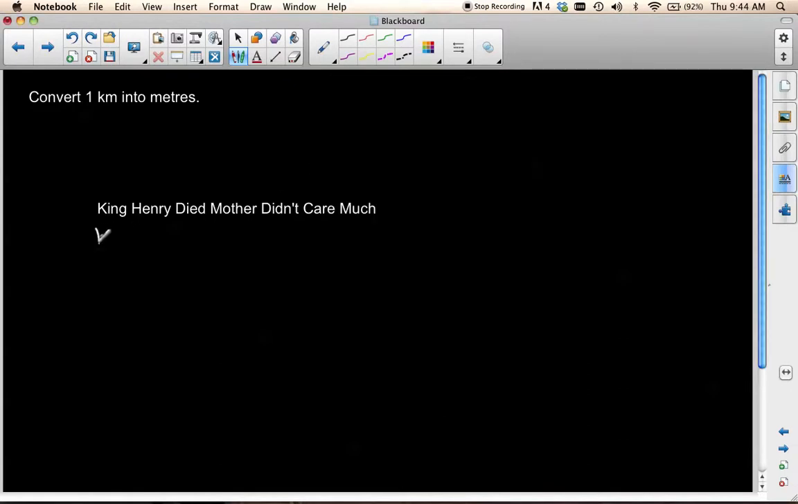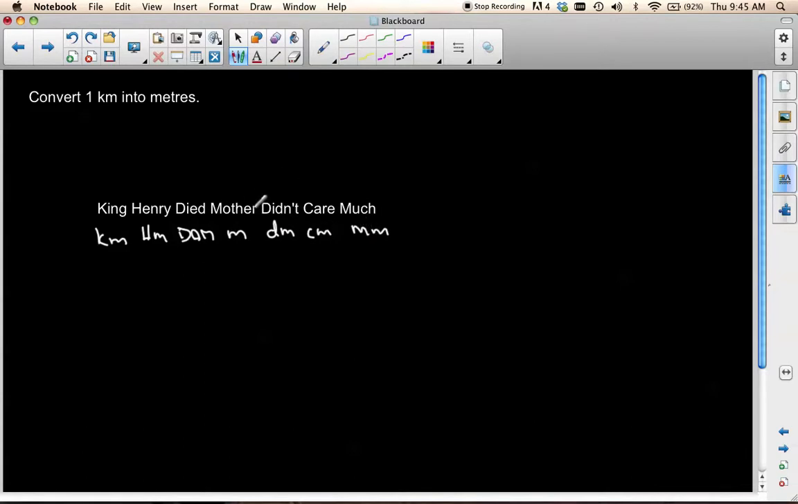is, for king, we have kilometers. Henry, we have hectometers. For died, we have decameters. For mother, we have meters. For didn't, we have decimeters. Care, we have centimeters, and M, we have millimeters. So we go from kilometers, hectometers, decameters, meters, decimeters, centimeters, and millimeters.